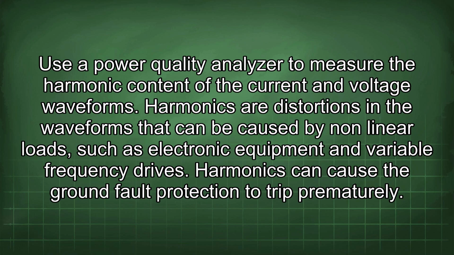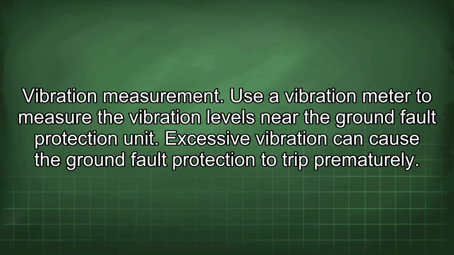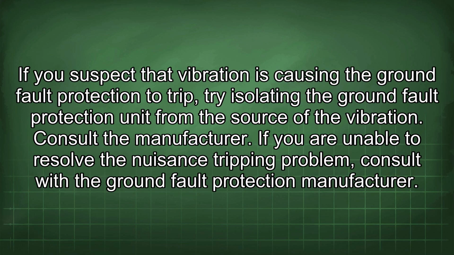Harmonics are distortions in the waveforms that can be caused by nonlinear loads such as electronic equipment and variable frequency drives. Harmonics can cause the ground fault protection to trip prematurely. Vibration measurement. Use a vibration meter to measure the vibration levels near the ground fault protection unit. Excessive vibration can cause the ground fault protection to trip prematurely. If you suspect that vibration is causing the ground fault protection to trip, try isolating the ground fault protection unit from the source of the vibration.